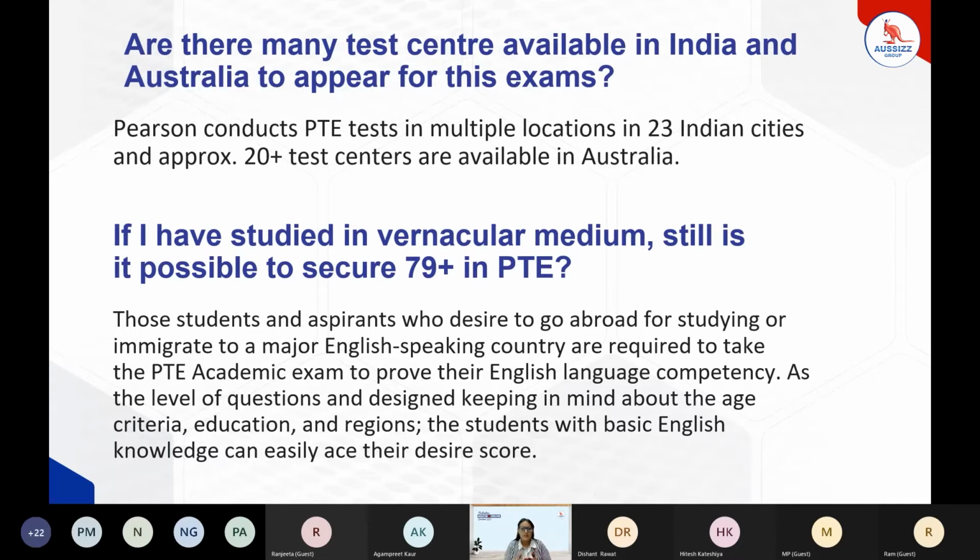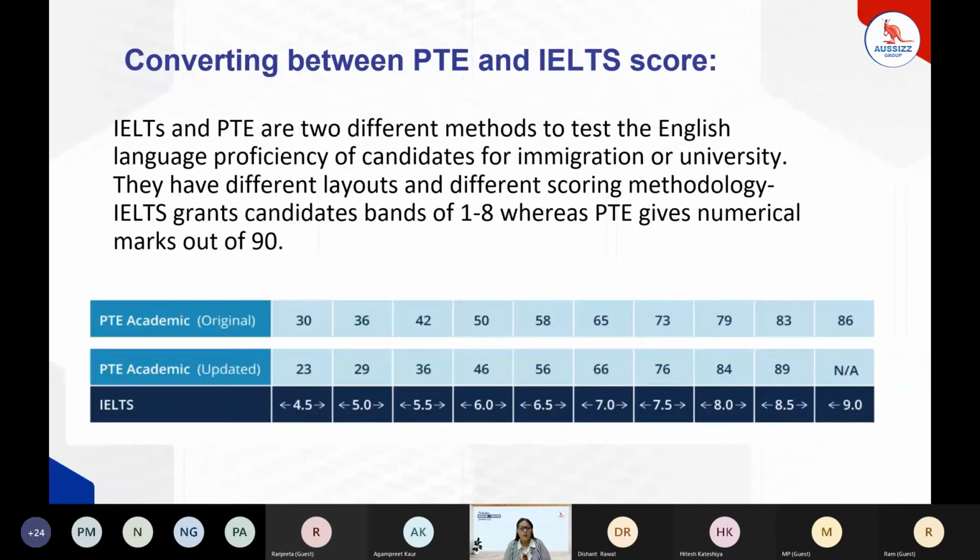There has been a history as well that many of the students who are not from the English background, or who are from the vernacular medium, are still able to achieve 79 plus. The reason being that they were able to understand what exactly PTE needs, or what exactly is the requirement of the task, right? Moving forward, what is PTE as compared to the IELTS exam?